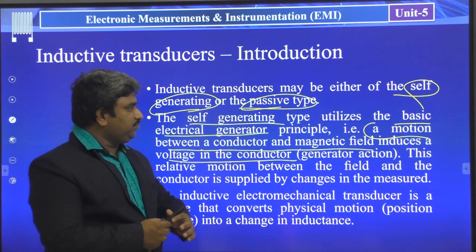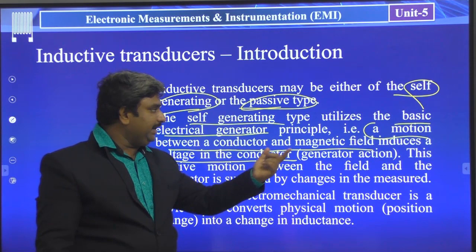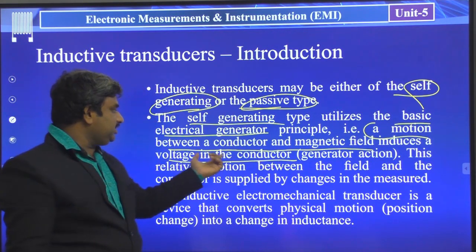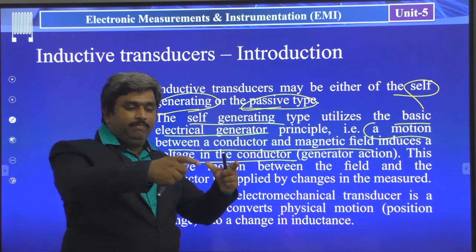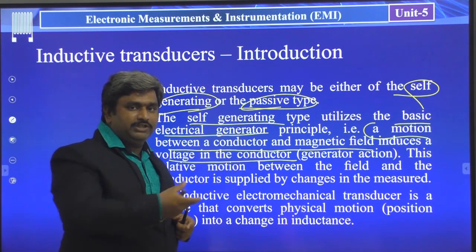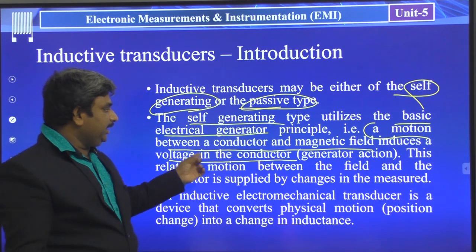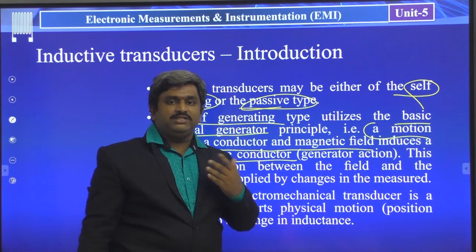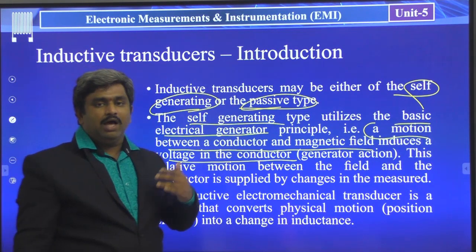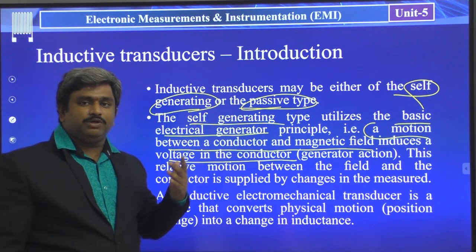So, here it is very simple. A motion between the conductor and magnetic field induces a voltage in the conductor. If you place a conductor between north and south poles, due to this magnetic force some EMF will be induced in that particular conductor. That is from the generator principle. We have seen the motor and generator principles in our lower UG level courses, in the subject of electrical technology.